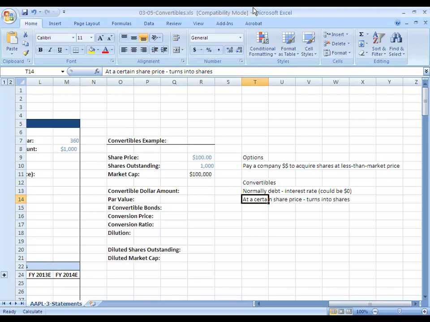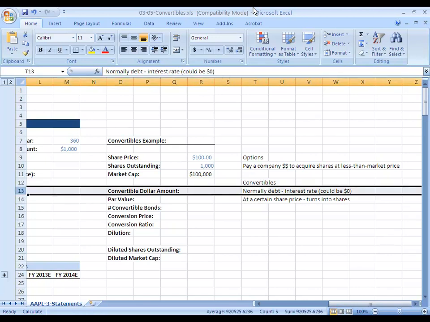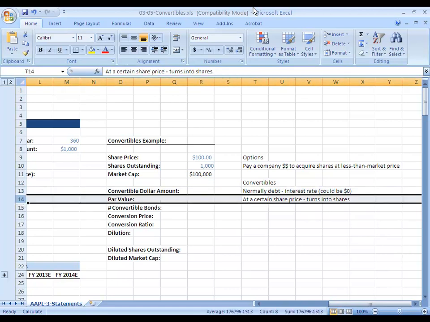Now, I mentioned just now that convertibles are normally debt with an interest rate associated with them. For our purposes, for calculating the equity value and enterprise value in this course, we're not going to worry about this too much. We're going to be more focused on the second scenario here, where the convertible bonds actually turn into shares at a certain share price.